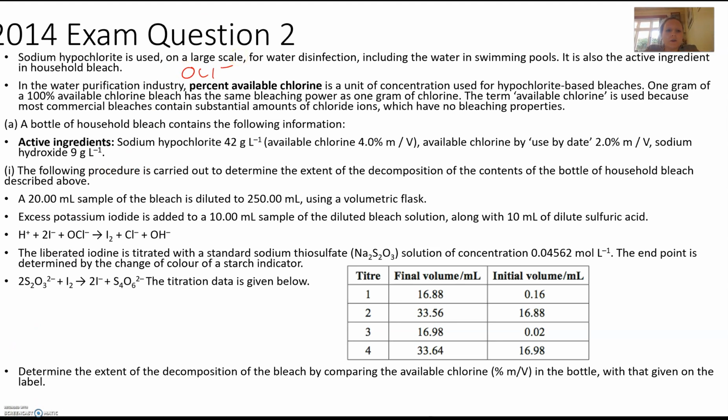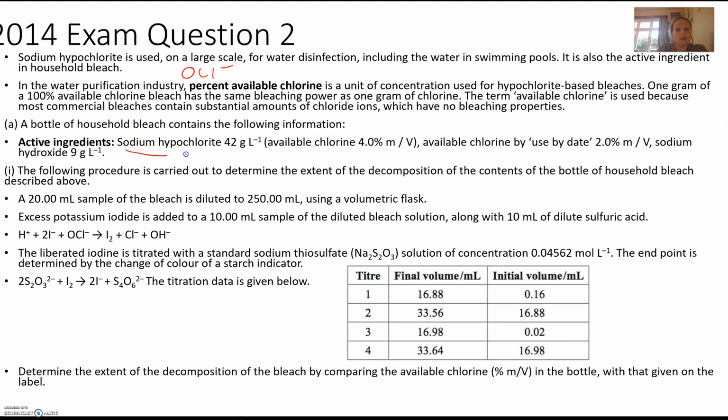So in the water purification industry, percent available chlorine is a unit of concentration used for hypochlorite use bleaches. 1 gram of a 100% available chlorine bleach has the same bleaching power as 1 gram of chlorine. The term available chlorine is used because most commercial bleaches contain substantial amounts of chloride ions which have no bleaching properties. A bottle of household bleach contains the following information.